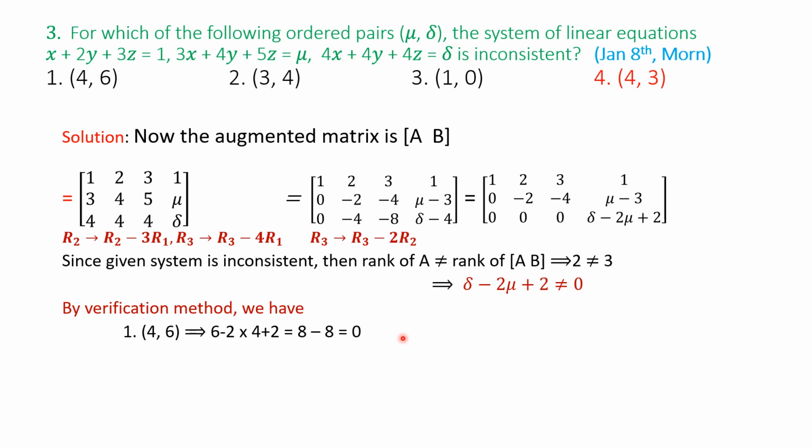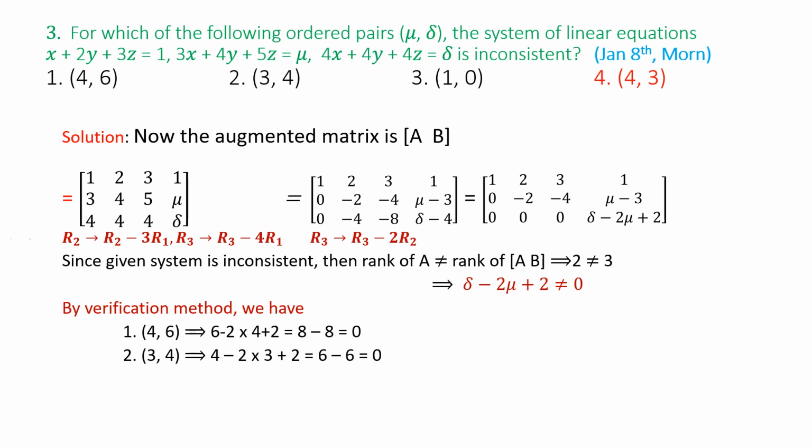So this is the wrong answer because lambda minus 2 mu plus 2 is not equal to 0. Similarly, the next option is 3 comma 4. This also, substituting in this equation, we get 6 minus 6 equal to 0. So this is also a wrong answer because lambda minus 2 mu plus 2 is non-zero.